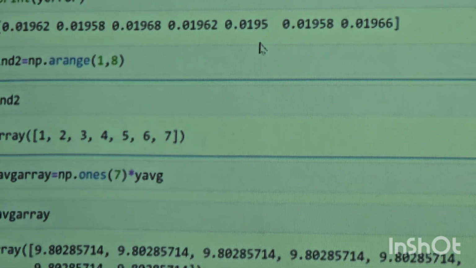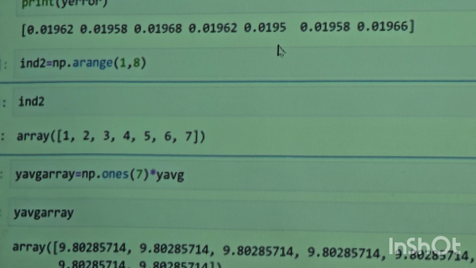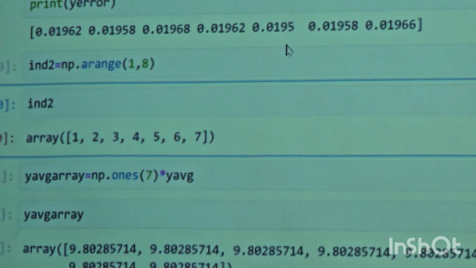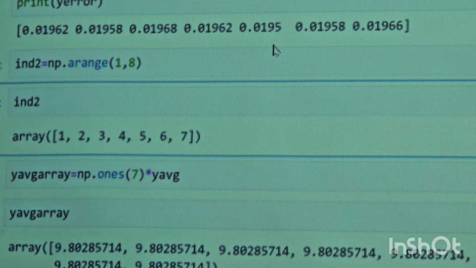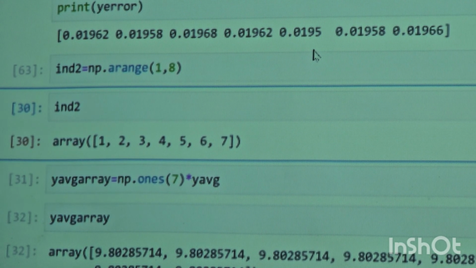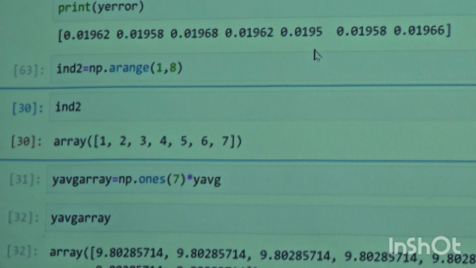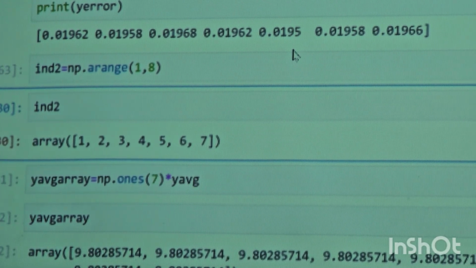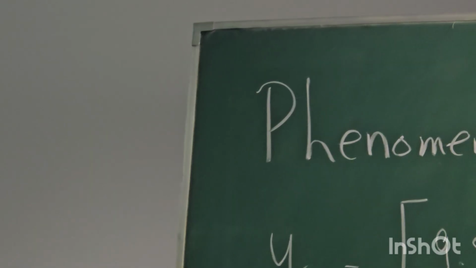I could also have used the command linspace, np.linspace. Probably you've already seen that in one of your prior lectures. So this is just the index of numbers. So this is measurement number 1, data 2, data 3, and so on. So index2 is just an index.